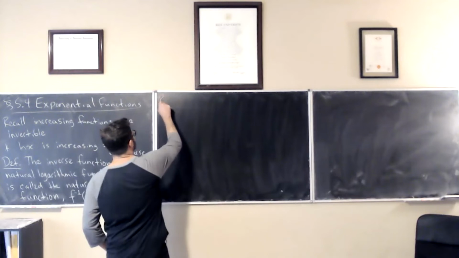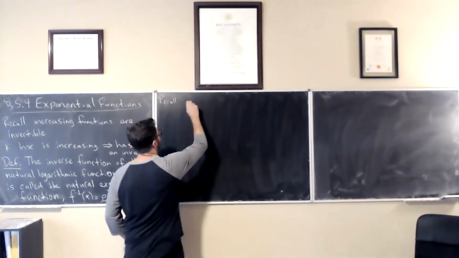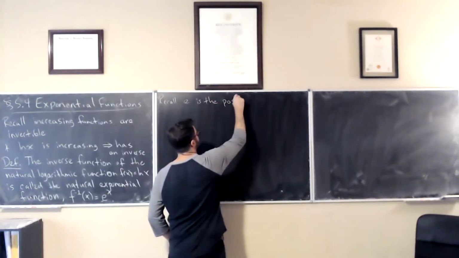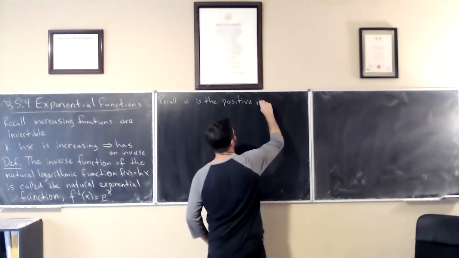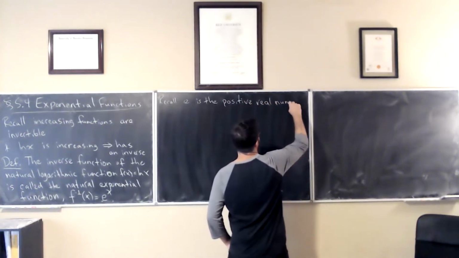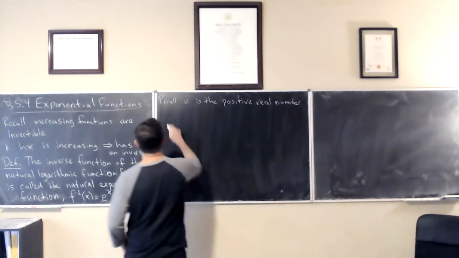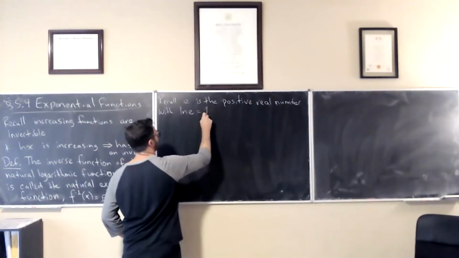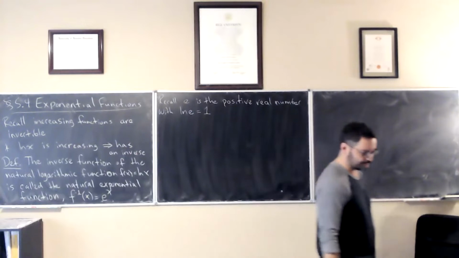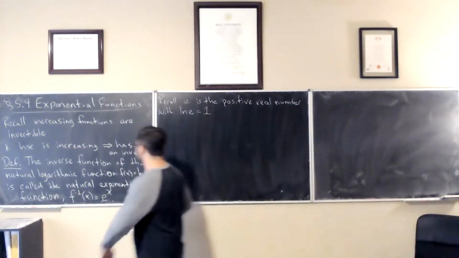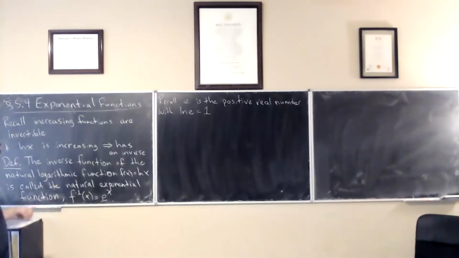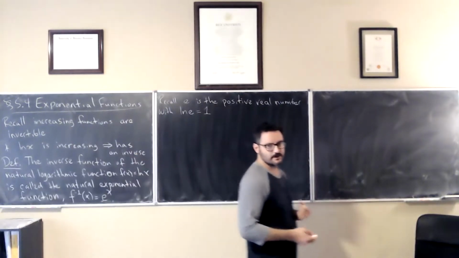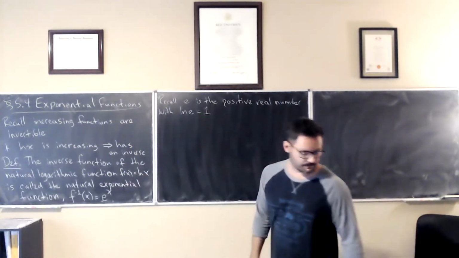So just recall, e is the positive real number with natural log of e equal to 1. And that's how we defined exponential e. And now that we know about inverses, we define the inverse of the natural log as this natural exponential, e to the power x. Okay.